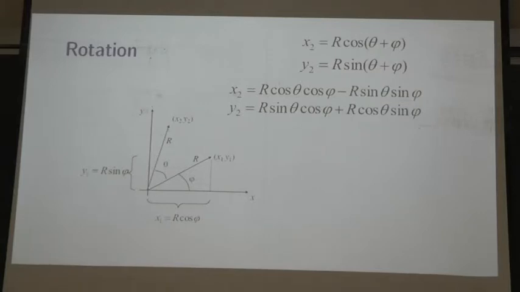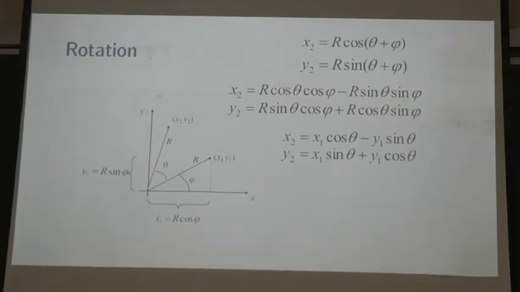Okay? So I have x2 and y2. I wanted to relate, what did I want to do? I wanted to relate x2 and y2 with x1 and y1. So I realized that r cosine of phi is nothing but x1 and r sine of phi is nothing but y1. So I can do that substitution. So x2 becomes x1 cosine theta minus y1 sine theta. And y2 becomes x1 sine theta plus y1 cosine theta. Right? And that's what I really wanted, because I wanted a relationship between x1, y1 and x2, y2.